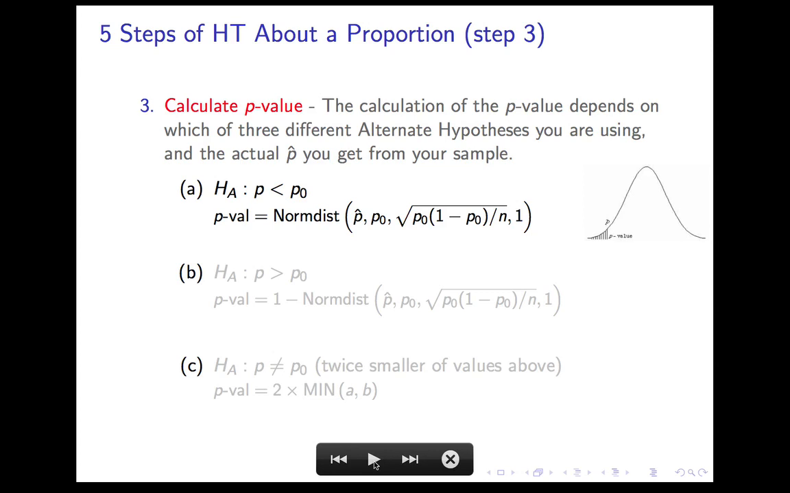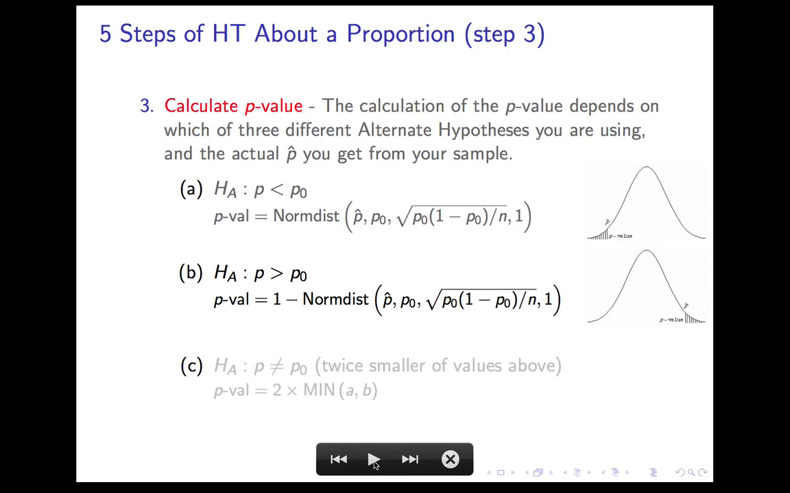The third entry is the standard error, which, in assuming the null hypothesis, is the square root of p naught times 1 minus p naught over n. And the fourth entry is always 1. This corresponds to asking what's the probability of getting the value we got, p hat, or less. Remember, the p-value is always your chance of getting data like you got. We got the value p hat, but like means at least as much evidence for the alternate hypothesis. If we're looking for evidence that p is less than a certain value, then even smaller values of p hat would be even more evidence. So that's why that little left tail region is what we're calculating. We calculate it with that norm dist.